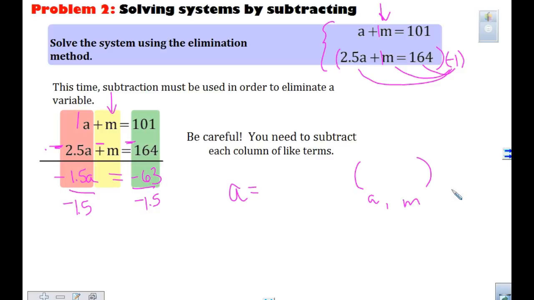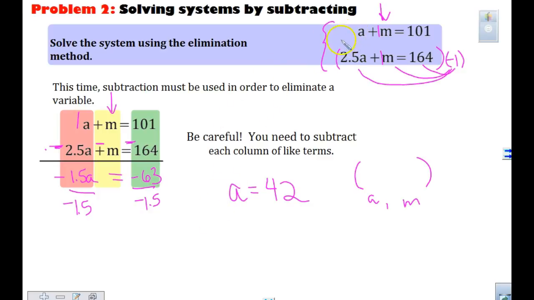Now, a lot of times if you're not given an x and a y, you don't have to write those in an ordered pair for a solution. But if you do have two variables, usually it's alphabetical order. What'd you get, Lauren? 42.